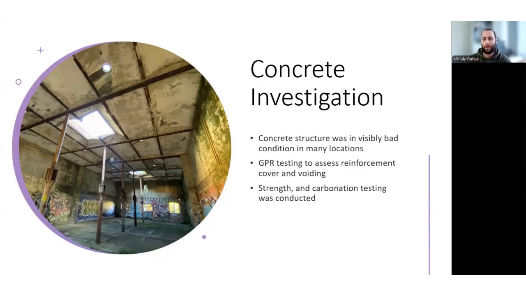So for this, ground penetrating radar was used to determine the reinforcement cover over large areas of the concrete slab. This testing also picked up large areas of delamination in areas where water was able to pool. Destructive methods like strength and carbonation testing were then able to be conducted to supplement this non-destructive data.